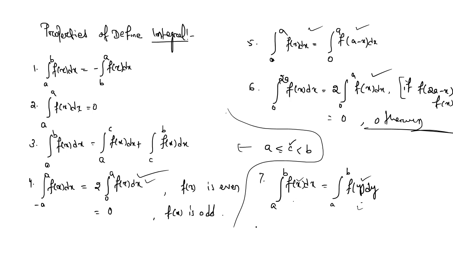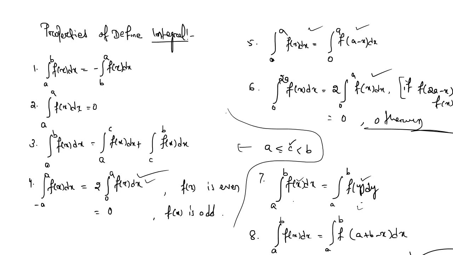तो चलिए 8, यहाँ पे क्या करना है, a to b f of x dx, okay, equals to a to b f of a plus b minus x dx. This is written as also a plus b minus x dx. Okay.